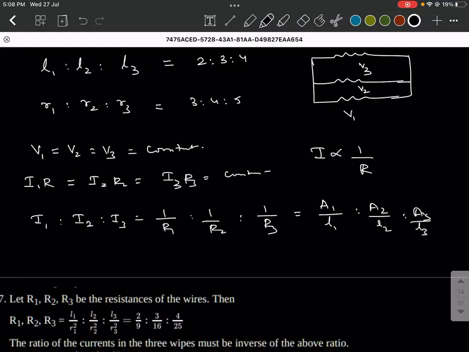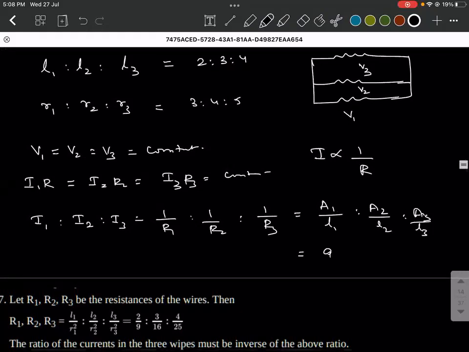So A1, what can I write? Pi is going to come because it's a circular shape, so I can directly write it as R1 squared. So R1 squared 9 by L1 is 2, is to 16 by 3, is to 25 by 4. Is this right? So this is I1 is to I2 is to I3. Now you have ratios in hand. How will you solve this?